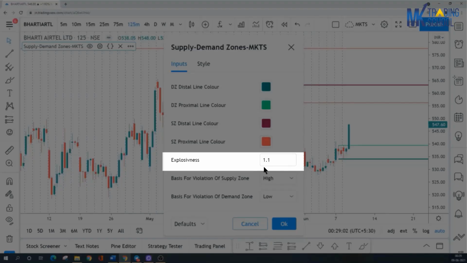So what is this explosiveness? Explosiveness means how strong is the leg out. The value that I like to use is 1.1 for time frames that are 75 and above. Anything on a lower time frame, let's say 5 minute, 10 minute or a 15-minute chart, I would prefer to have more explosive levels there. So the explosiveness that I try to use on those small time frames would be about 1.5.